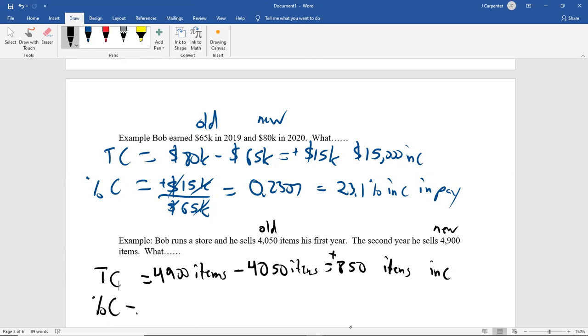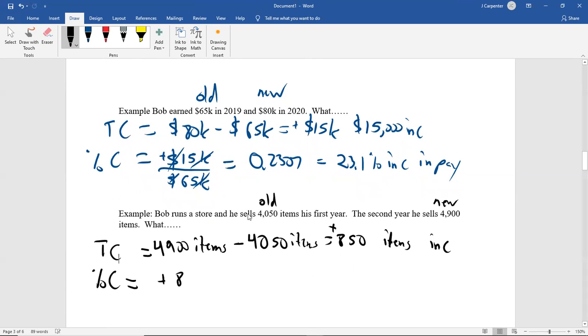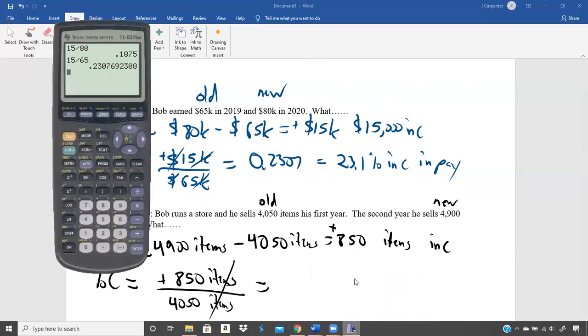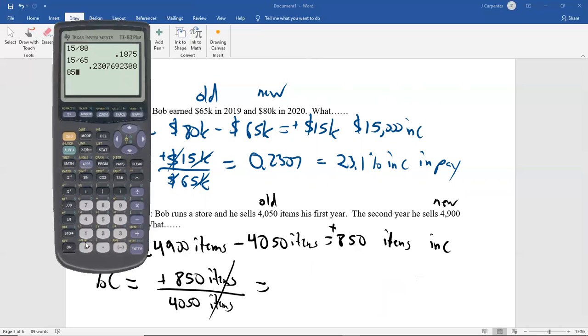All right, so percent change, the ratio of your total change, which we just got, which was the extra 850 items. And then we divide that by the original, which was the, we're not going to make any mistakes this time, the 4050 items. The item units will cancel, so we're just doing 850 divided by 4050, which is the same thing as 85 divided by 405, and you could keep reducing that. Let's just write the original numbers though, 850 divided by 4050.